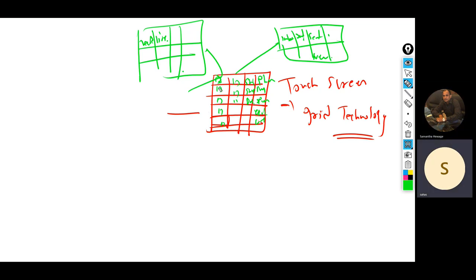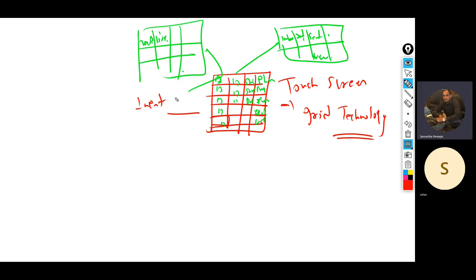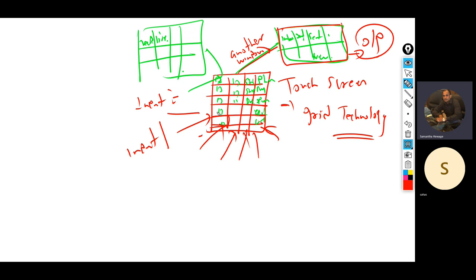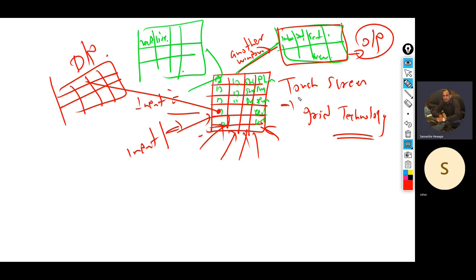So sometimes when you touch the screen, it acts as an input. After input, another window appears, and that is displayed as an output. So you want to find some details. For that, you are going to input. Inputting means you are touching the screen, so that becomes an input. But when you touch the screen, it opens another window. That appears as output. That's why we say that touch screen belongs to the input device as well as the output device. Got it?